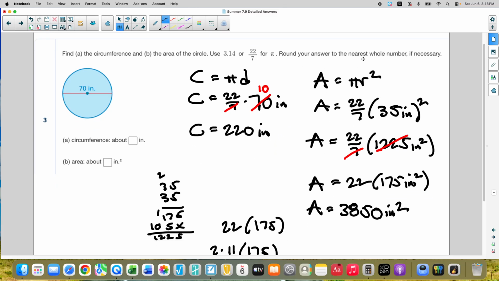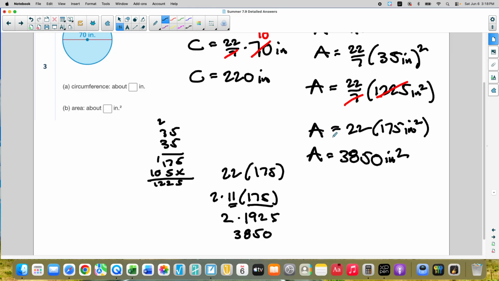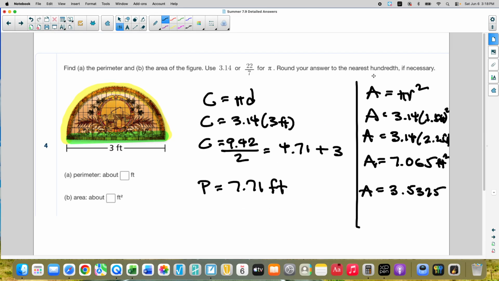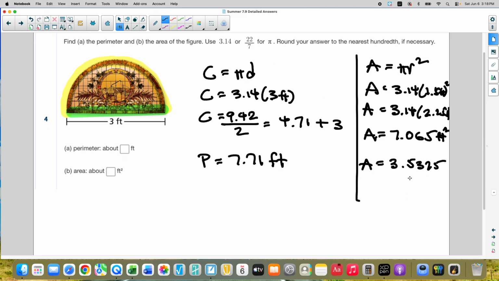Round it to the nearest whole number. That's a whole number, that's a whole number. We're okay with that. Round your answer to the nearest hundredth. That's okay. This one is not. So my area is going to be, to the nearest hundredth, we go to the hundredths place. We have to look at the thousandths to tell us whether we're going to round up or hold. We are going to hold. So 3.53 feet squared would be my area of my half circle.